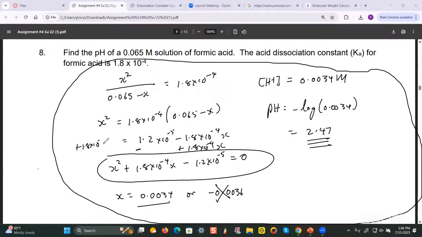Right? Minus 4x. And then in the case of 1.2 times 10 to the minus 5, I'd have to subtract 1.2 times 10 to the minus 5 from both sides. Right? And the result would be this equation right here. And then you solve for x. Right? Okay, any other questions before I move on?